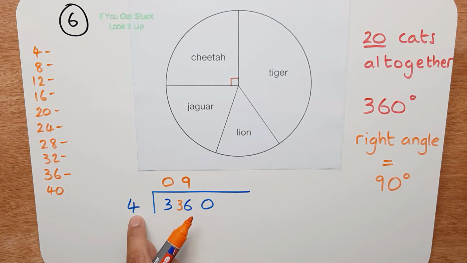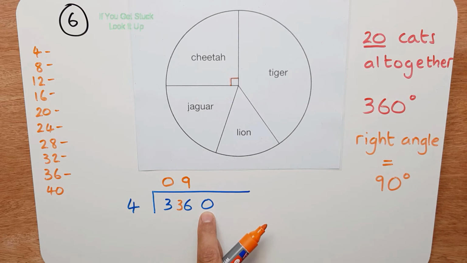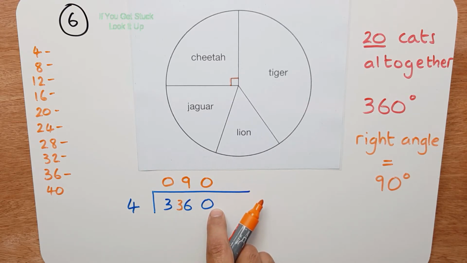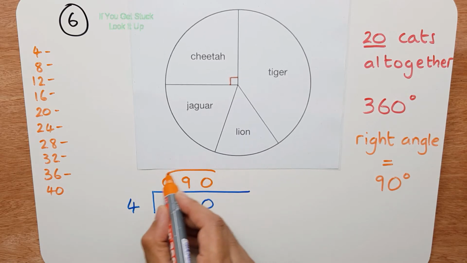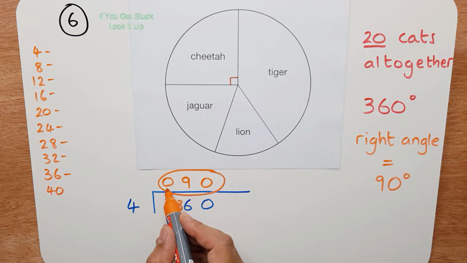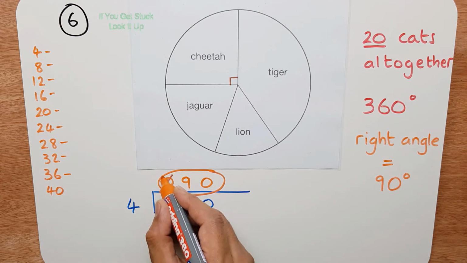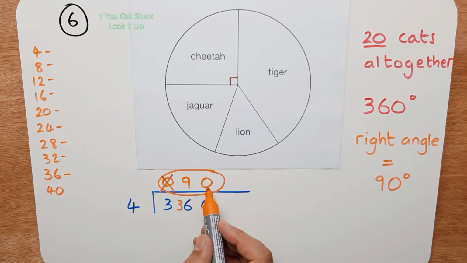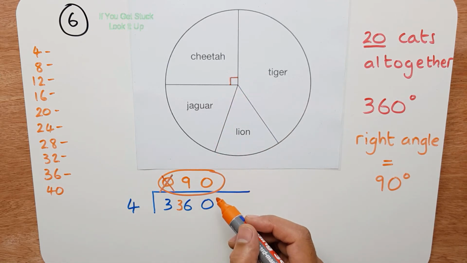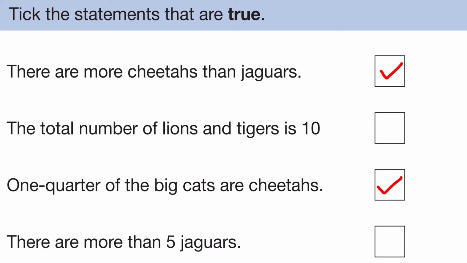And finally, how many 4s are there in 0? 0. And we can stop there because we've come to the end of the number. So that's our number. 0, 9, 0. And what did we say about leading zeros? We can either ignore them or cross them out. So our answer is 90. So 1/4 of this circle is 90 degrees. And this little symbol here tells us that it's 90 degrees. So the third statement is correct.